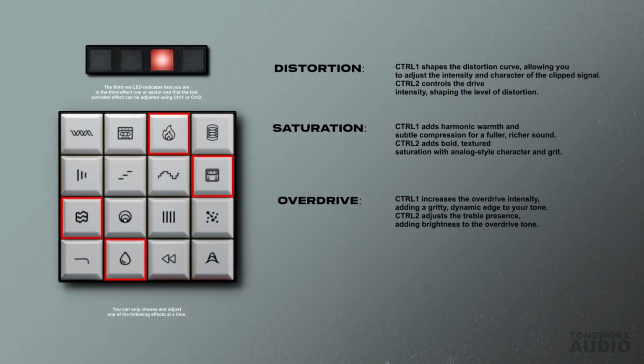For the overdrive effect, Control 1 increases the overdrive intensity, giving your tone a gritty, dynamic edge. Control 2 adjusts the treble presence, fine-tuning the brightness of the overdrive tone to suit your needs.